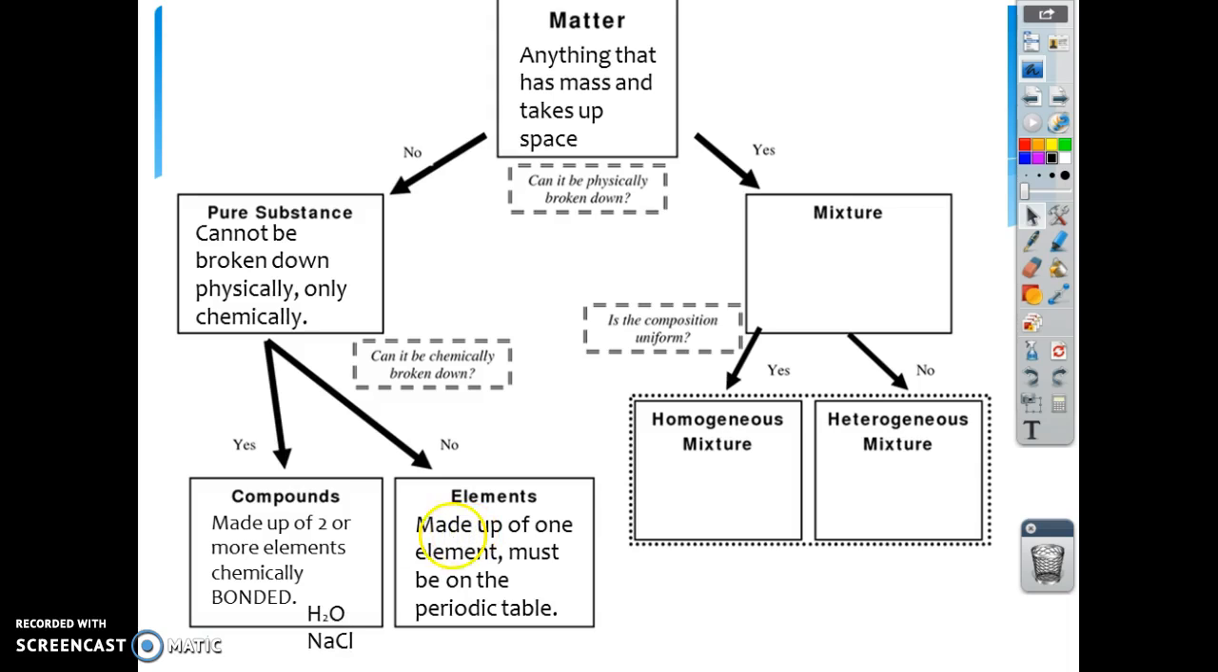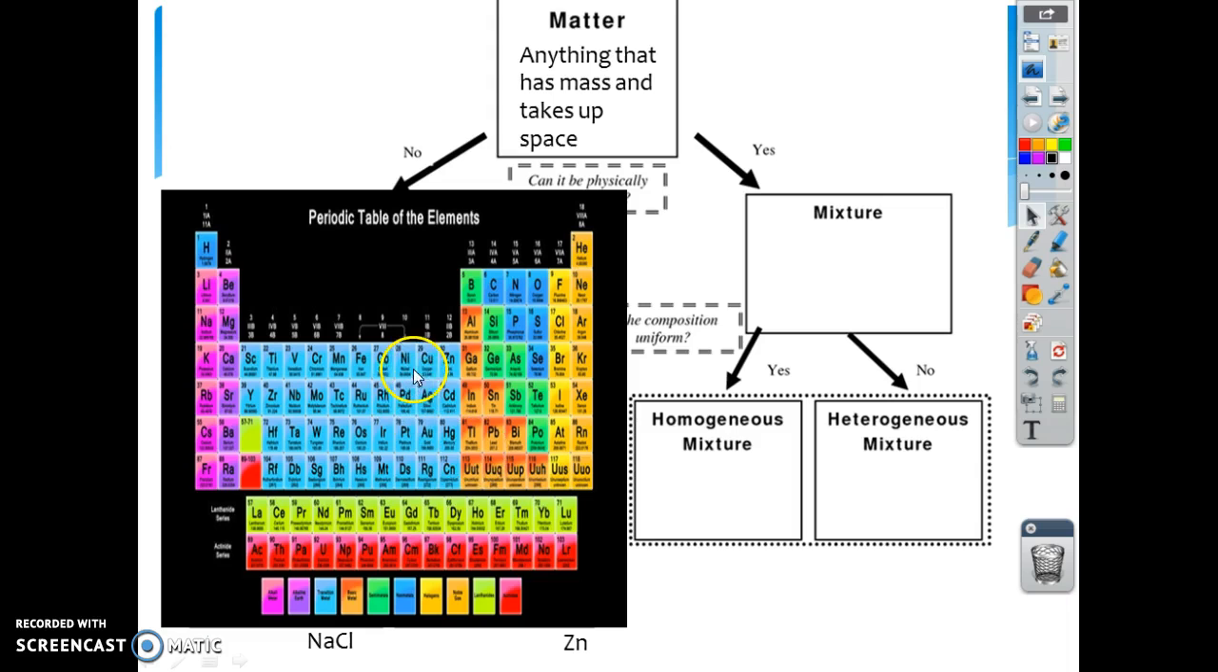Here's a couple examples. Water, sodium chloride, and my elements are hydrogen, chlorine, zinc. Guess where I can find all this information? The periodic table. So you can automatically narrow down some answers by just saying, is it on the periodic table? And if it is, it has to be under pure substance. It's just a matter of, is it lonely or is it paired up? If it's paired up, it's a compound. If it's lonely, it's an element. Use your periodic table.